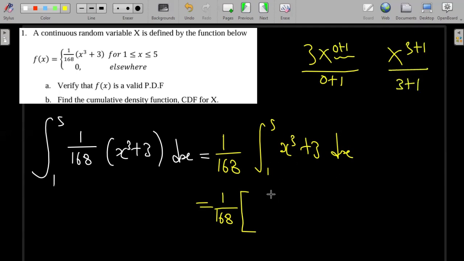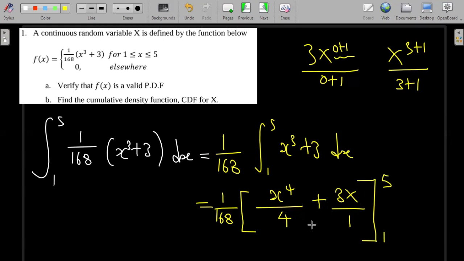So this one becomes x to the power 4 over the new power, 4, plus this guy here becomes 3x over the new power of x, which is just 1. Okay, and then I'm evaluating these from 1 all the way to what? To 5. So that's what I have. So what am I going to get there? You just have to substitute.